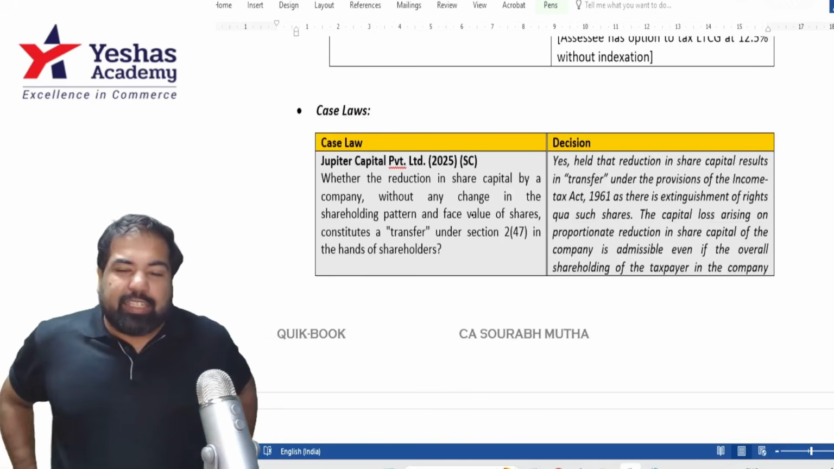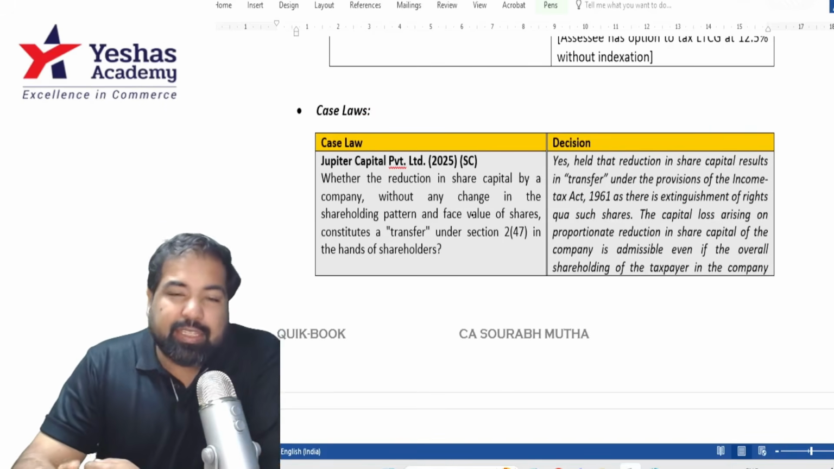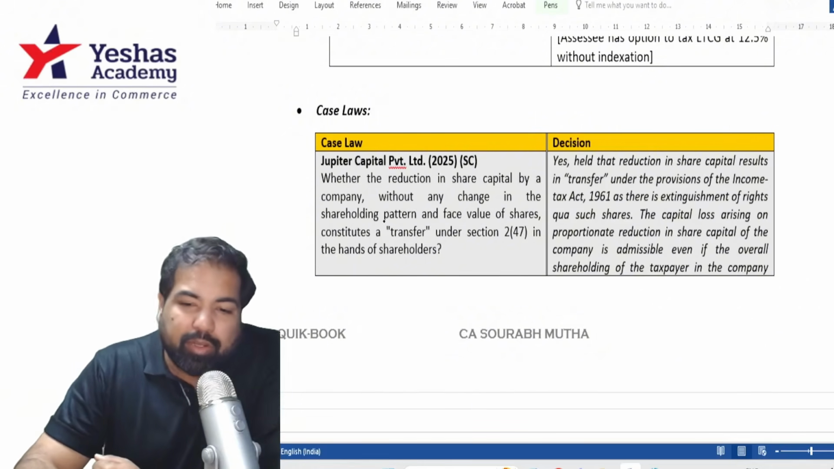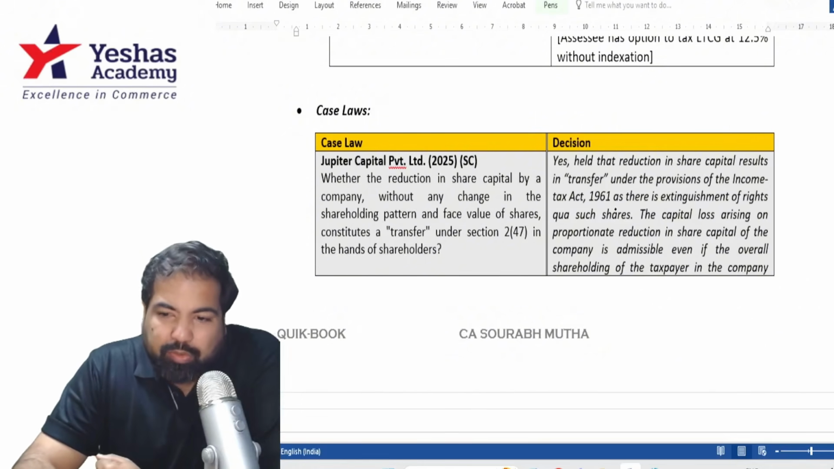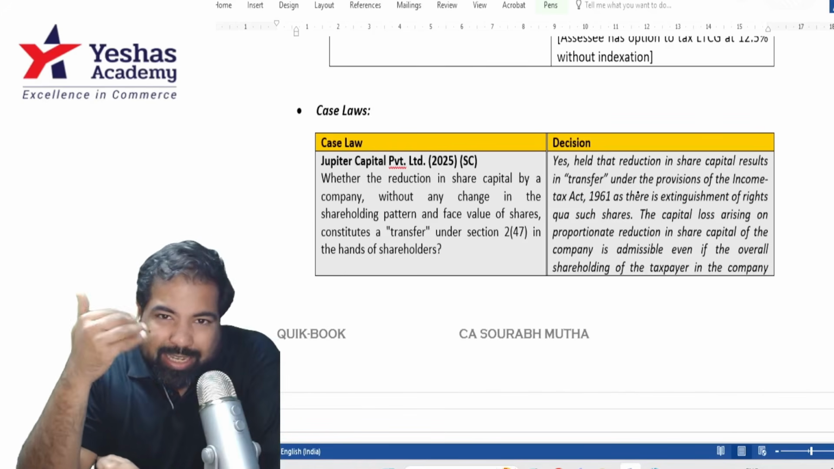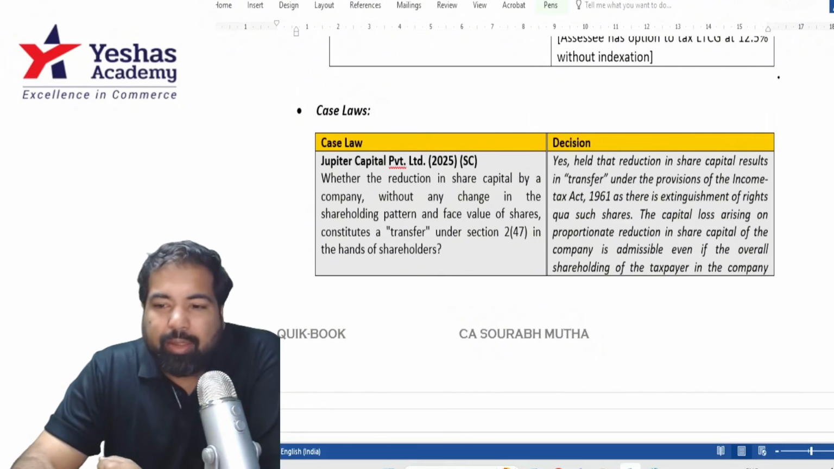All right, so let's start. This is the first one, Jupiter Capital Private Limited, a 2025 case law. This is very important. The question is whether a reduction in share capital by a company, without any change in the shareholding pattern and face value of the shares, constitutes a transfer. Yes. Guys, what they're trying to do is they're reducing your share capital and they're paying you money. In that case, are you getting some money? Yes. So it will be considered as a transfer.